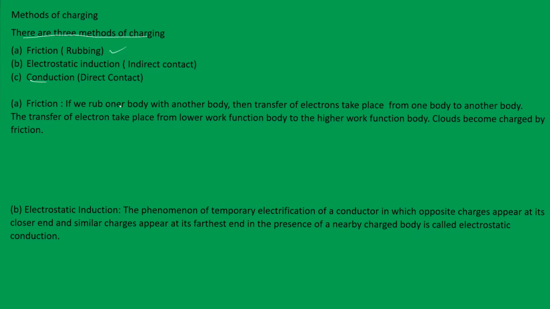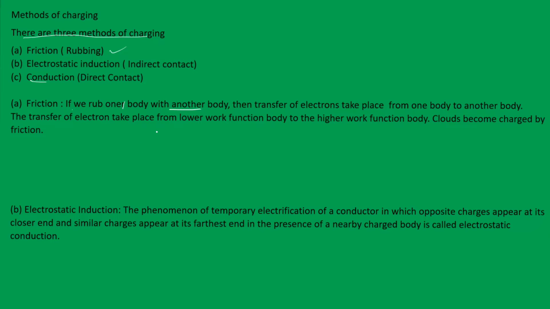So if we rub one body with another body, then transfer of electrons takes place from one body to another body, right? When we saw the example for positive and negative charges, I said we will discuss this later on. So if you rub one body with another, there will obviously be a transfer of electrons from one body to another. This transfer of electrons takes place from the body of lower work function to the body of higher work function. And cloud is an example of charge by friction.